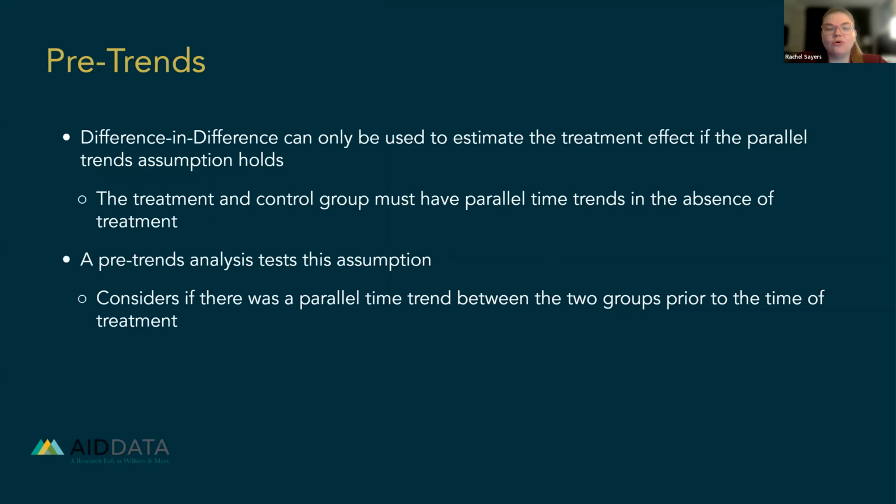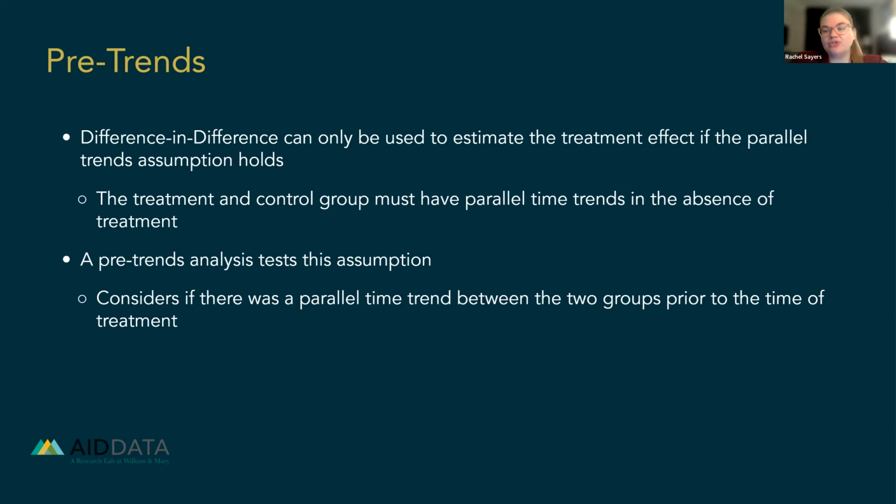As we mentioned before, we can only use a difference-in-differences approach if the parallel trends assumption holds. The way that we usually test this is using a pre-trends analysis. This considers whether there was a parallel time trend between the two groups prior to treatment.